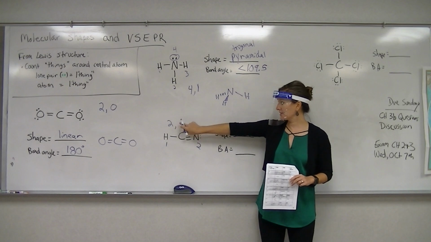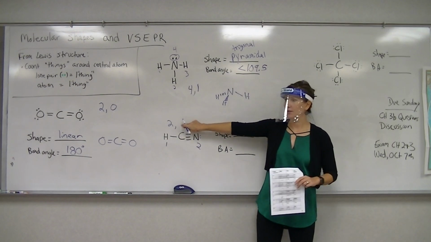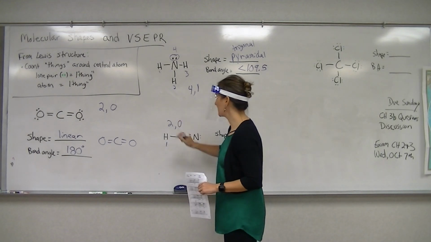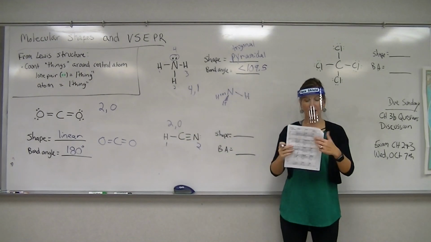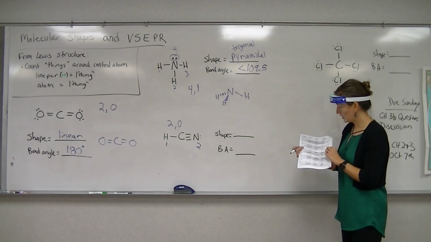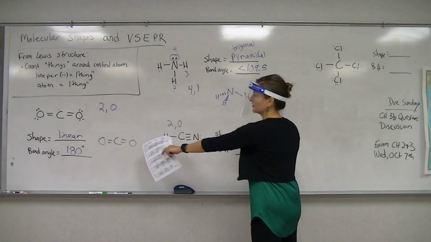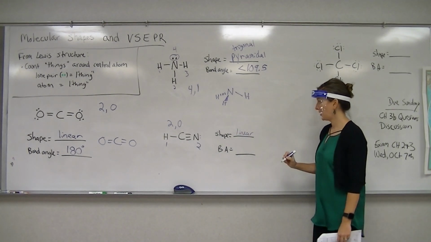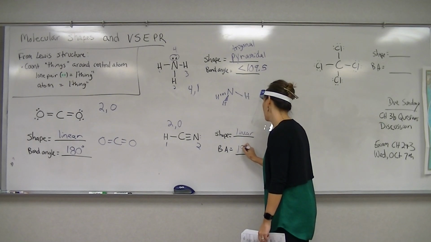So out of those 2 things, how many are lone pairs? 0. They're both atoms, right? 1 atom, 2 atom, no lone pair. So 2, 0 is going to help you find the shape, the angle, all that good information. So the shape is linear. It's just like the carbon dioxide one. And then that makes the bond angle 180.